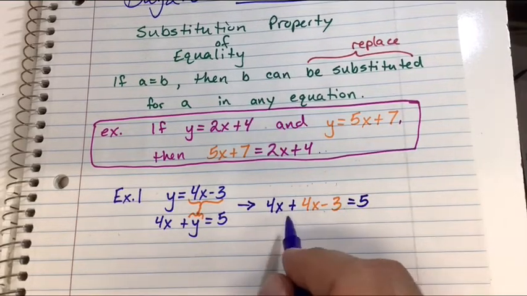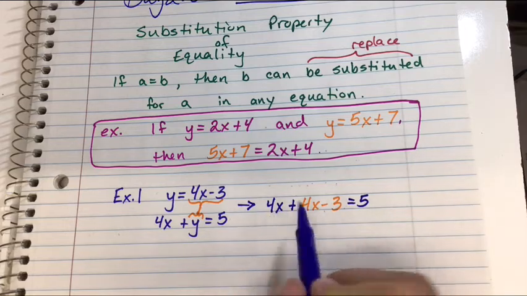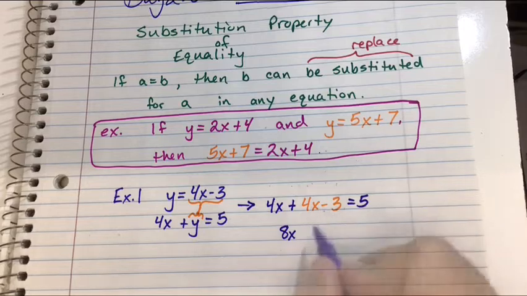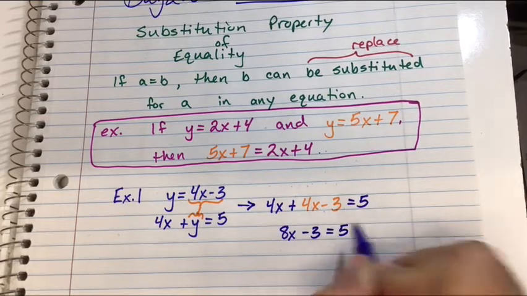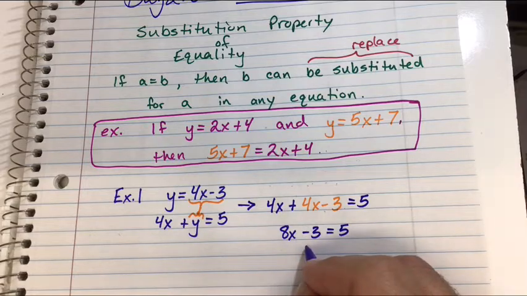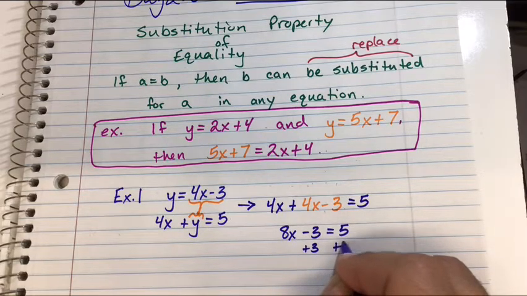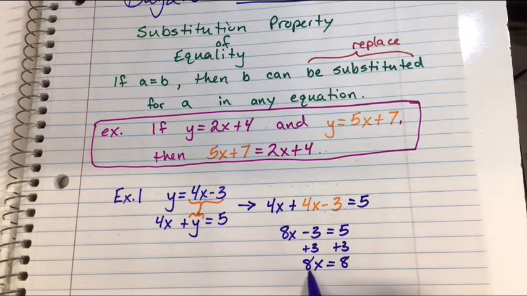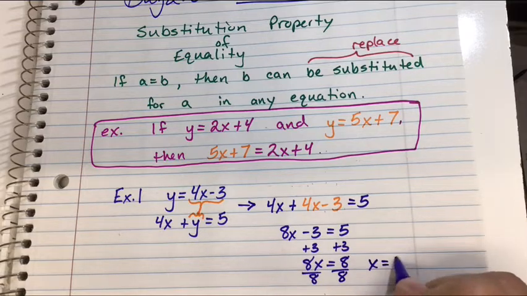And now I just solve this equation for x. I combine like terms. 4x plus 4x is 8x. I still have a minus 3, and that equals 5. Then we add 3 to both sides to solve for x. So 8x equals 8. And divide by 8 on both sides. So we get that x equals 1.